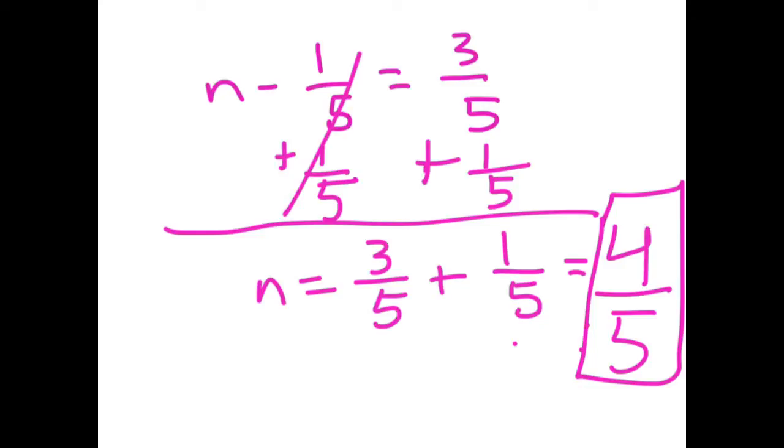Our equation is n minus 1 over 5 equals 3/5. The opposite of subtraction is addition, so 1 over 5 plus 1 over 5 will be 0. 3 over 5 plus 1 over 5 will then give you the answer of 4/5.